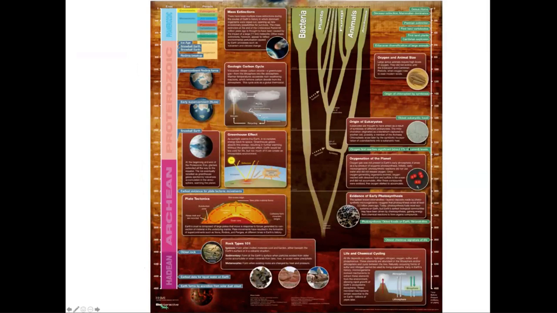This is just another view of the timeline, just to show you on scale. So we've got the oldest chemical signature of life back here. That's the 3.8 and the 3.5. So that's prokaryotic stuff. Then we've got the oxygen revolution here, where it really increases oxygen. Then we have eukaryotic fossils here, 1.8.